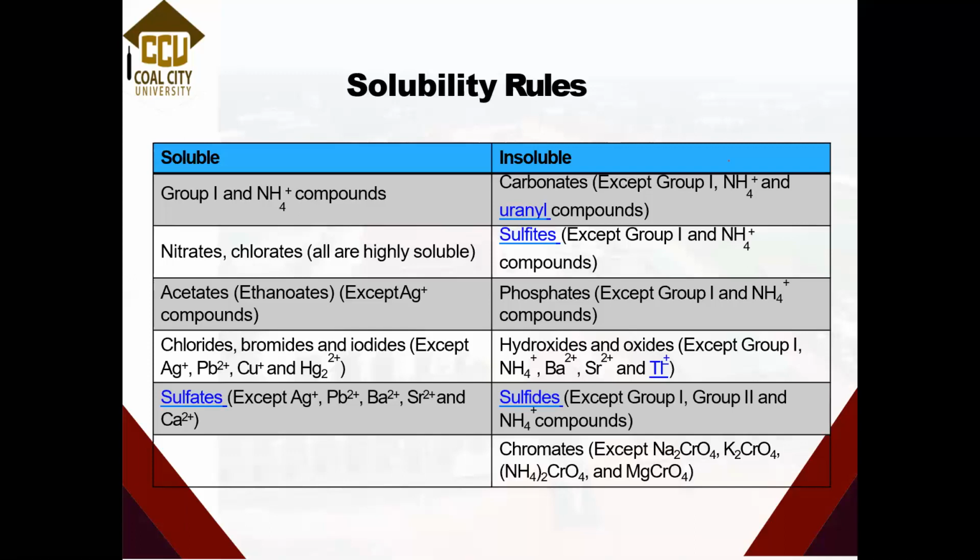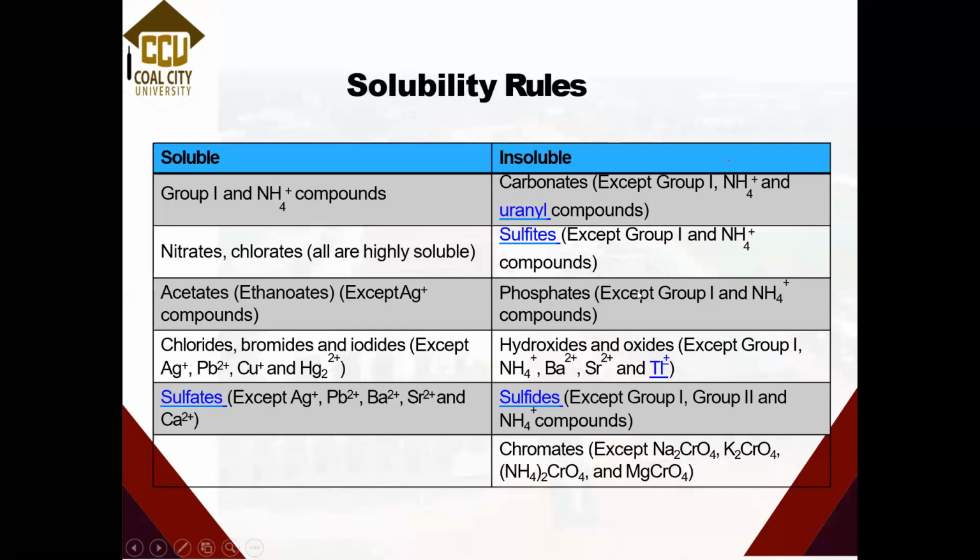So let's see insoluble compounds. All carbonates generally are insoluble, except group 1. You said that all group 1 are soluble before, so any group 1 compound, whether it's a carbonate or not, will be soluble. If it's an ammonium compound, as we have said before, it will be soluble. Sulfites are all insoluble, except for group 1 again and ammonium compounds. Wherever you see group 1 and ammonium, they are always the exceptions because they are always soluble.